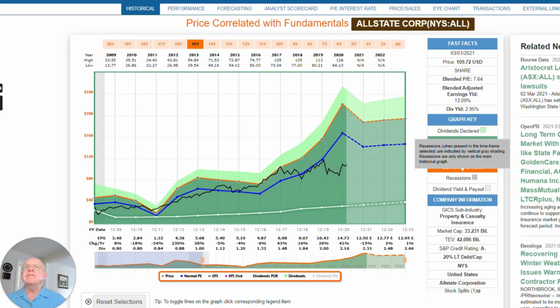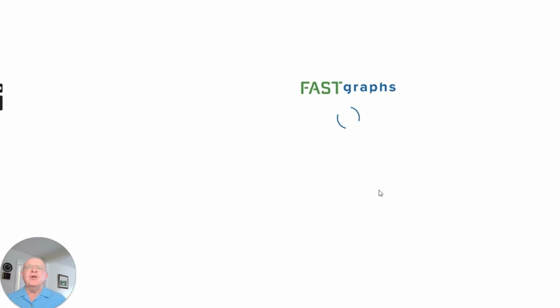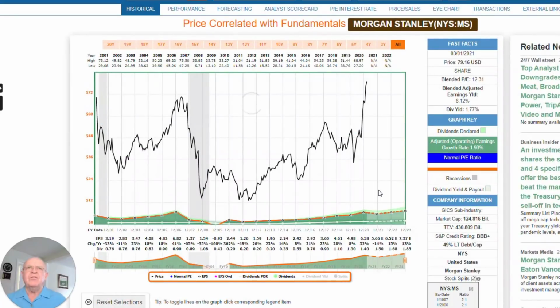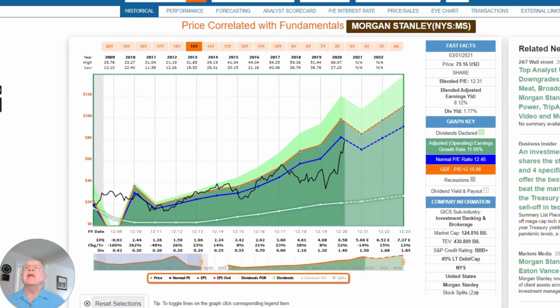Let me refresh this graph. I got a pop-up stuck here. The earnings growth rate of this company has been relatively modest over its history. And so, that's what I would really be expecting. Anyway, I think you get the point.